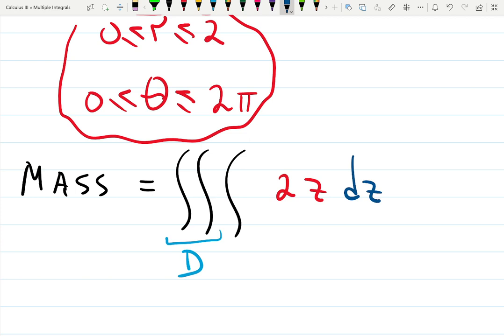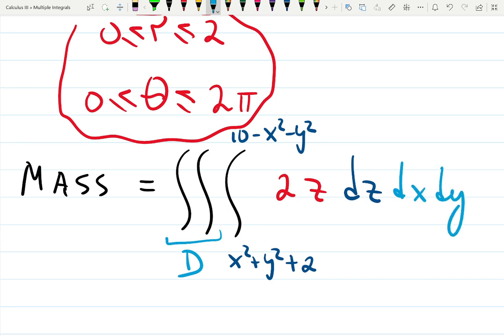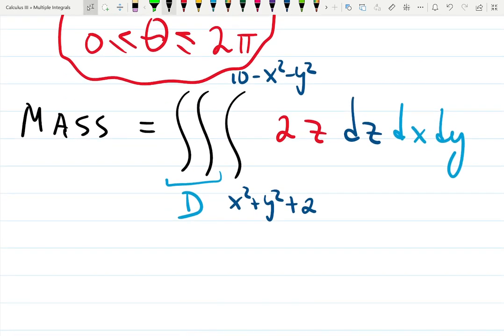Z is from, can you tell me? x squared plus y squared plus 2. Plus 2, and the top is? 10 minus x squared minus y squared. Thank you. So we're going to finish integrating that. And in light blue, it will be dx dy, which we are going to convert, and we did already, into polar. So let's integrate this.